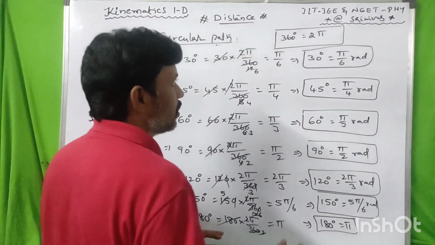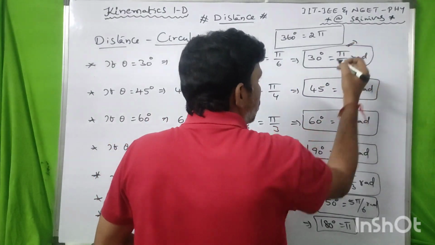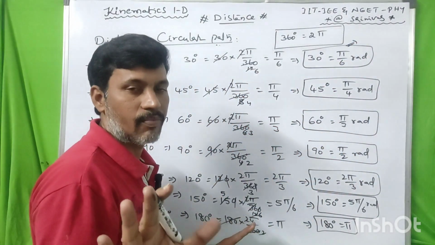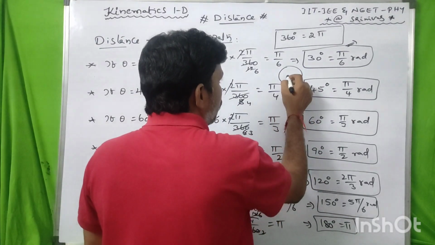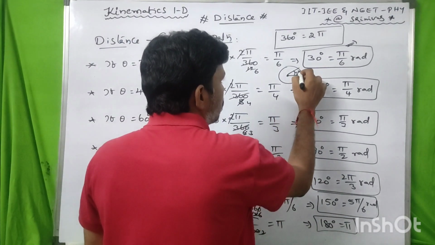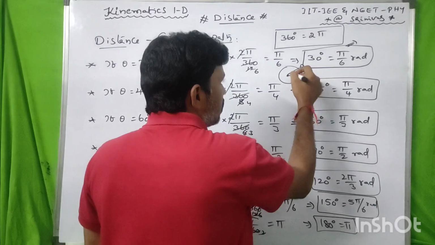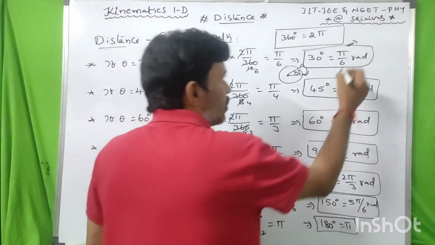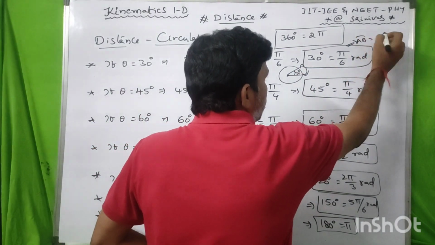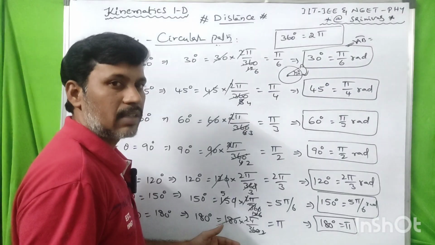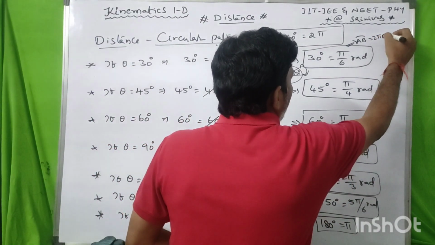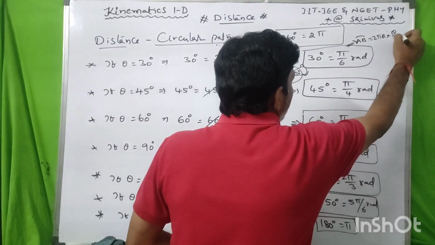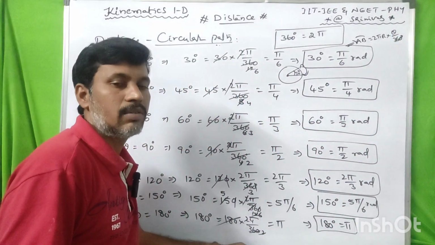For example, if a particle covers 30 degrees in the circular path, so it covered only 30 degrees. What is the distance covered? It means this arc length. That arc length AB is equal to the distance. Now what is the formula? 2 pi r into theta by 360. Am I right?